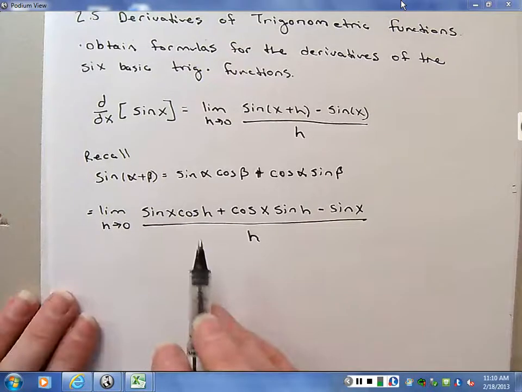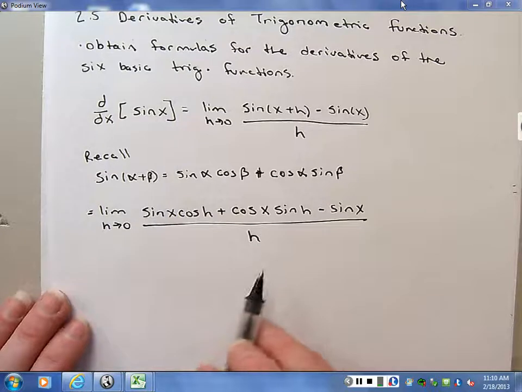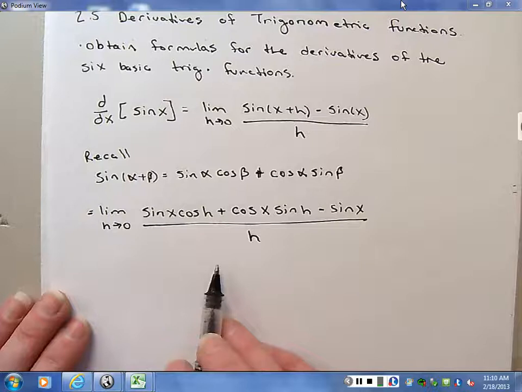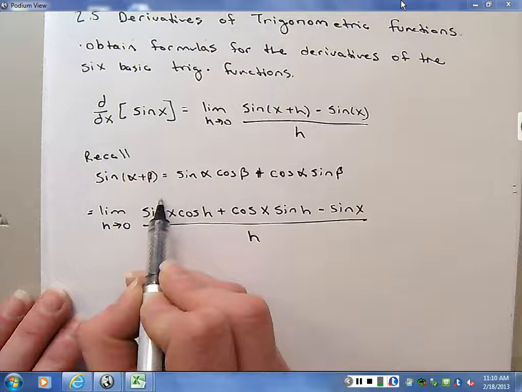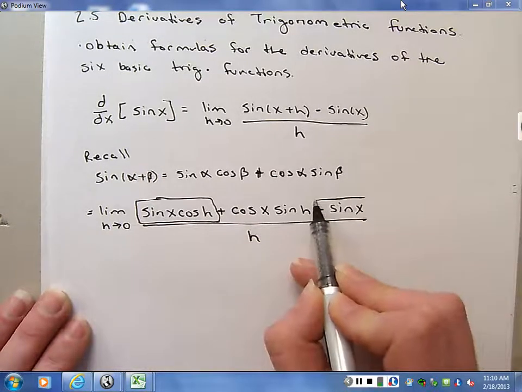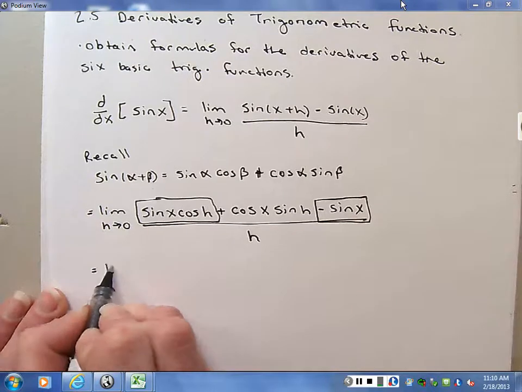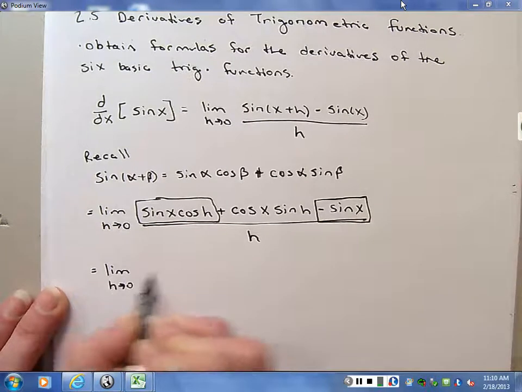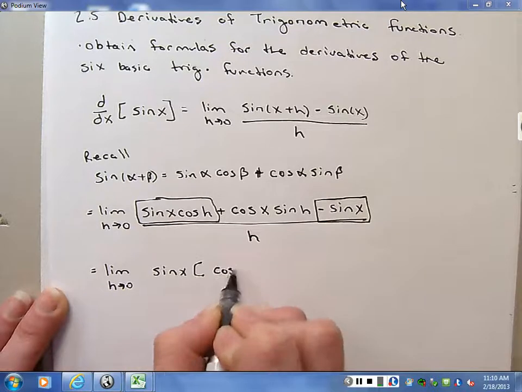I would really like to see cosine of x minus 1 over x, or in this case, cosine of h minus 1 over h, because I know that goes to 0. And I also like sine of h over h, because I know that goes to 1. So I'm going to group these two terms and pull out a sine of x. Right? So I have the limit as h goes to 0. If I pull out a sine of x, I have cosine of h minus 1.